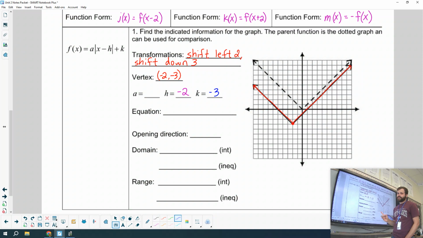So, but you might be thinking to yourself, but Mr. Martin, shouldn't that be positive 2 because h is a liar, h is backwards. No, h is only a liar when it's inside the equation, okay? So whenever we write out the equation, that'll be the inside.